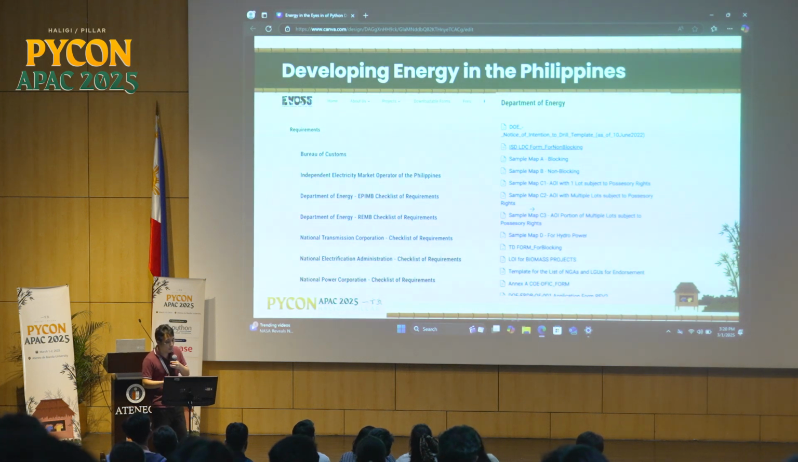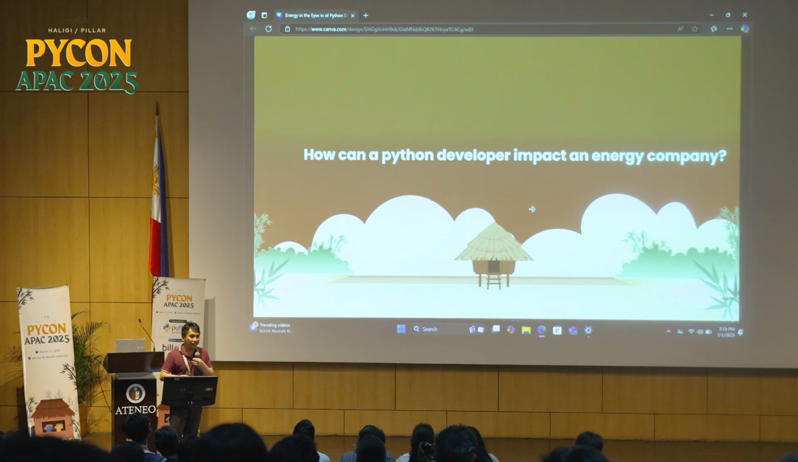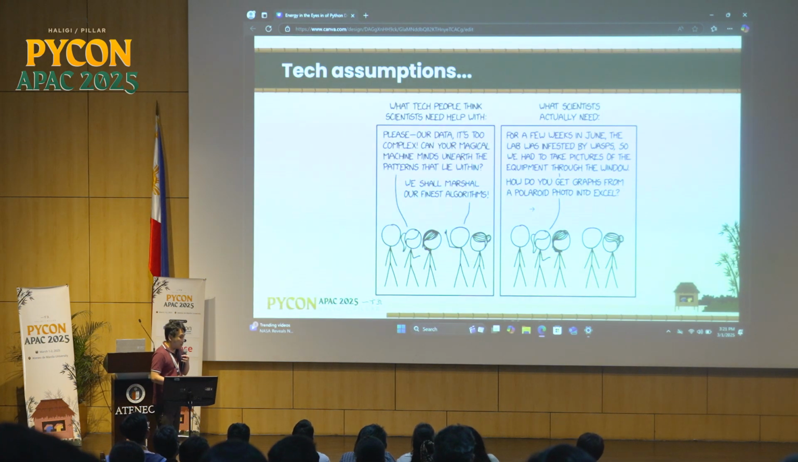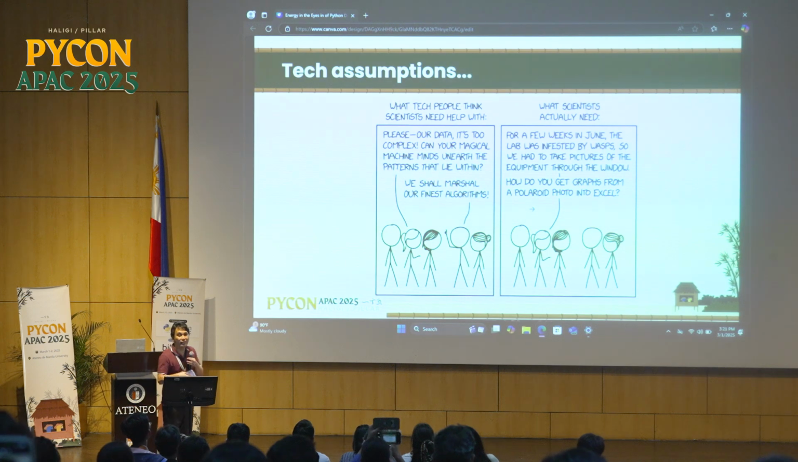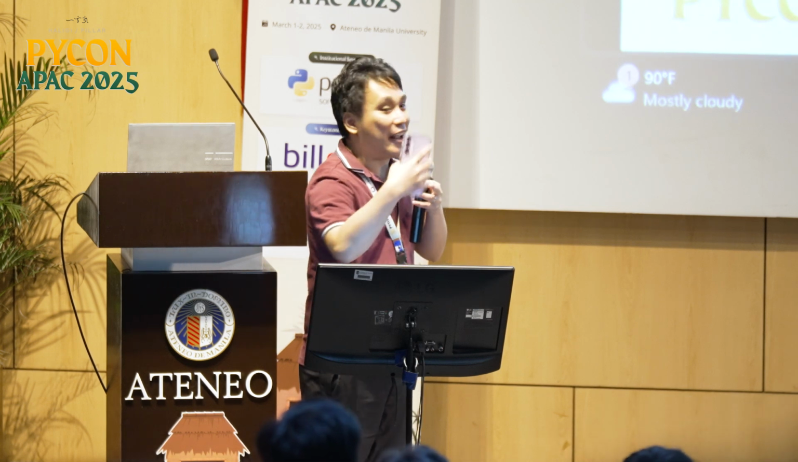So how can a Python developer like you, or you aspiring to be a Python developer, impact an energy company? As a technical person, you're going to go into an energy company, and you're going to have certain assumptions. Maybe we should create an API. Maybe we should create a data warehouse. Maybe we should create a standard form, all of these.